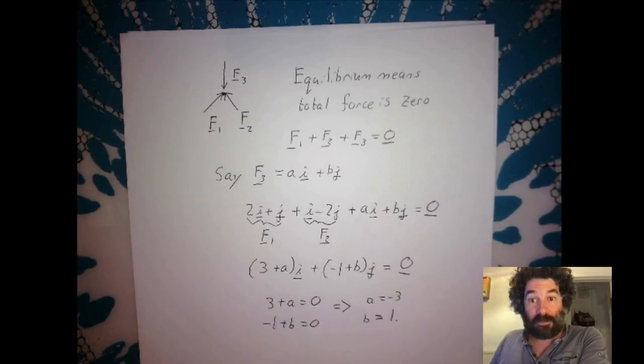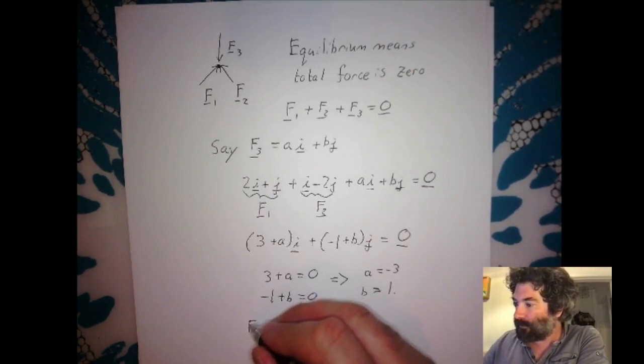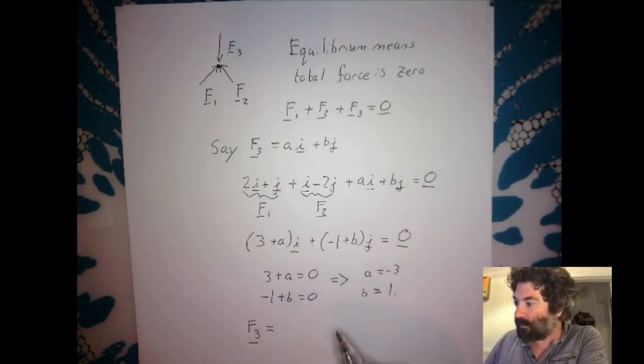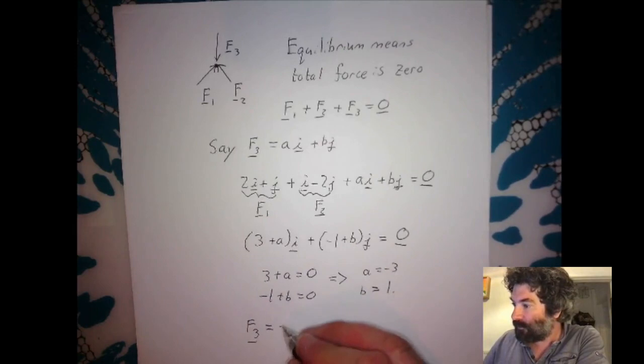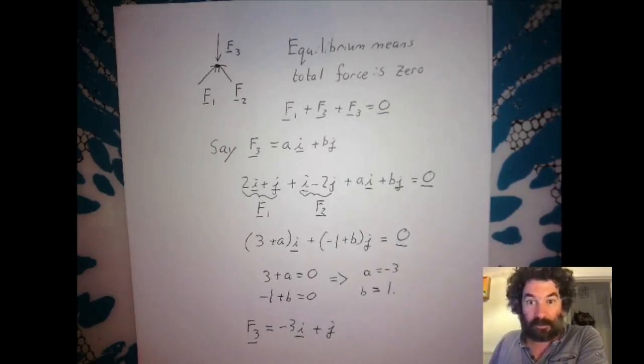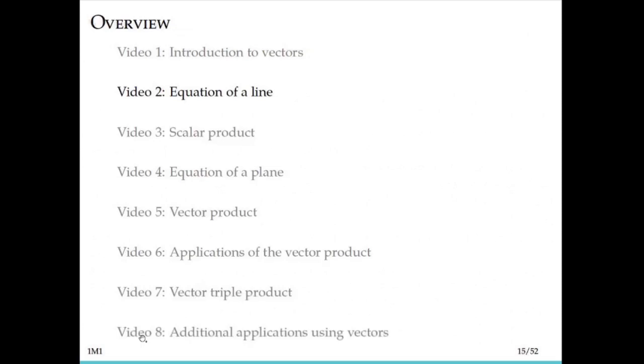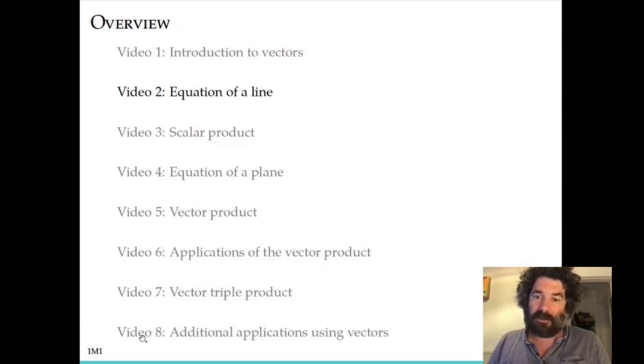So the force that will keep the other two forces in equilibrium, F3, is -3 times I plus J. That's A is -3 and B is 1. Okay, so one more example, this time with an application. So that is the end of the first video on vectors. In the next video, we're going to continue on it and learn how to use vectors to describe the equation of a line, both in 2 and 3 dimensions.